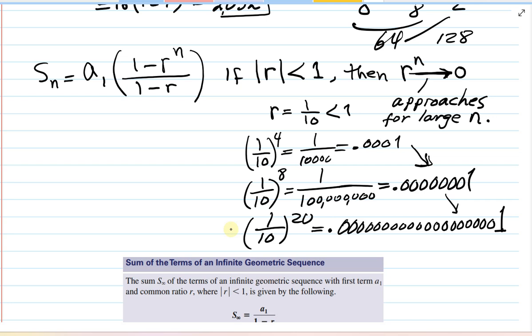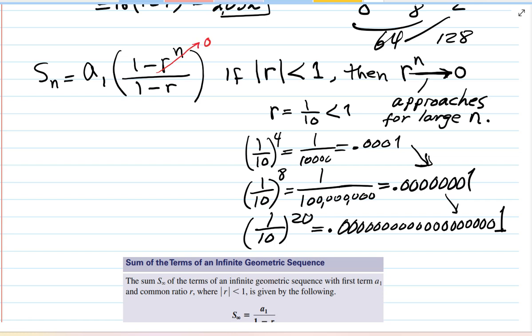And as you can see, n shouldn't be really that large. I mean, 20, that's not very large. Imagine if I have 1/10 to the 1 millionth power. Isn't that very close to 0? So the statement makes sense: r to the n approaches 0. And if r to the n approaches 0, what is going to happen? Well, r to the n is going to go to 0, correct?